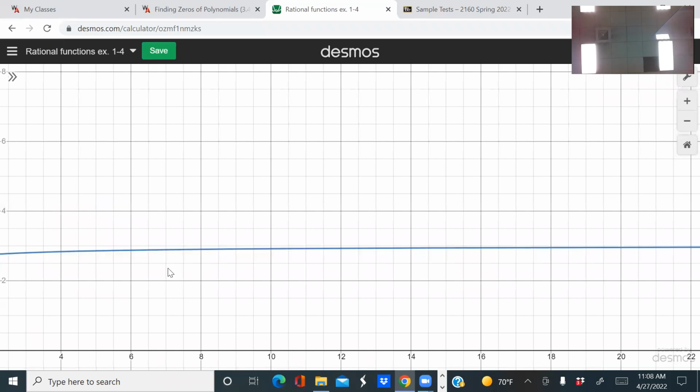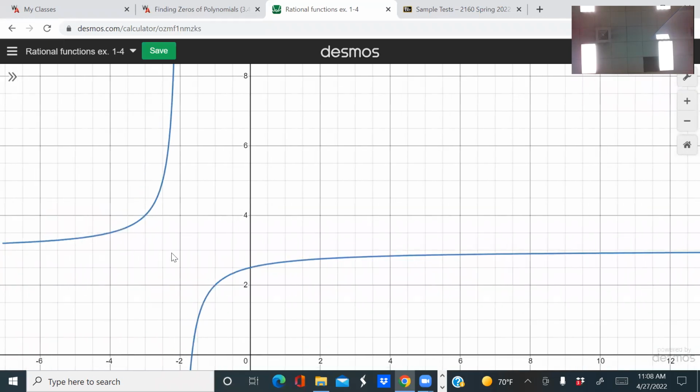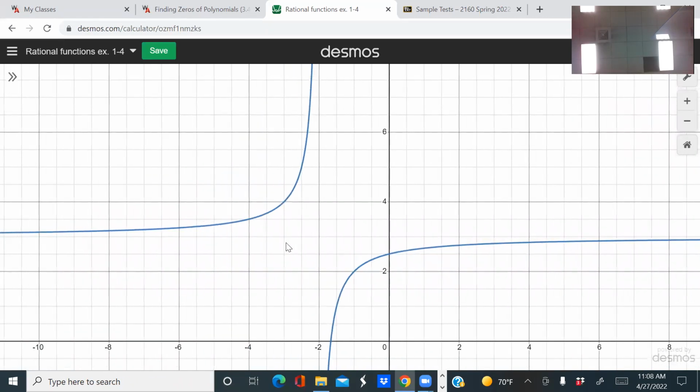Looks like it's getting really close to it, but on the left and the right, it looks like it never touches that. So I'm thinking that sort of indicates that the number 3 is not in the range of this function, right? It looks like y equals 3 is not in the range of this function. The curve gets close to y equals 3, but looks like it doesn't touch it, okay? I wonder if that's true.